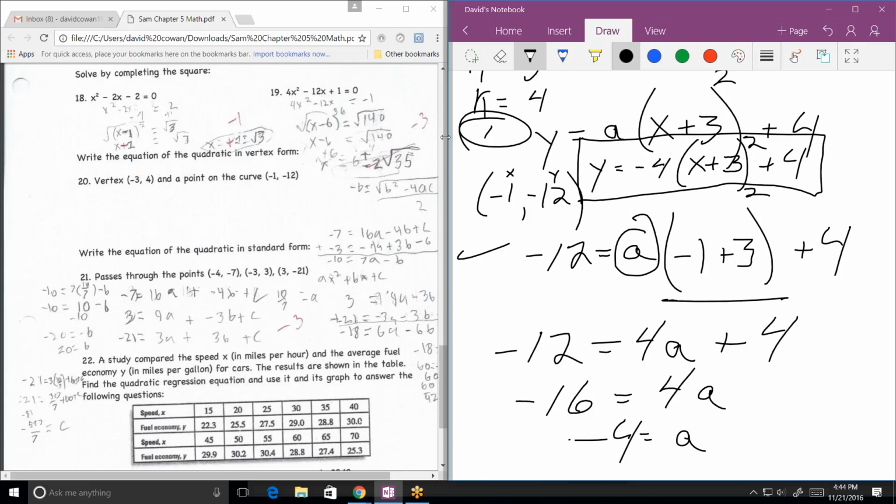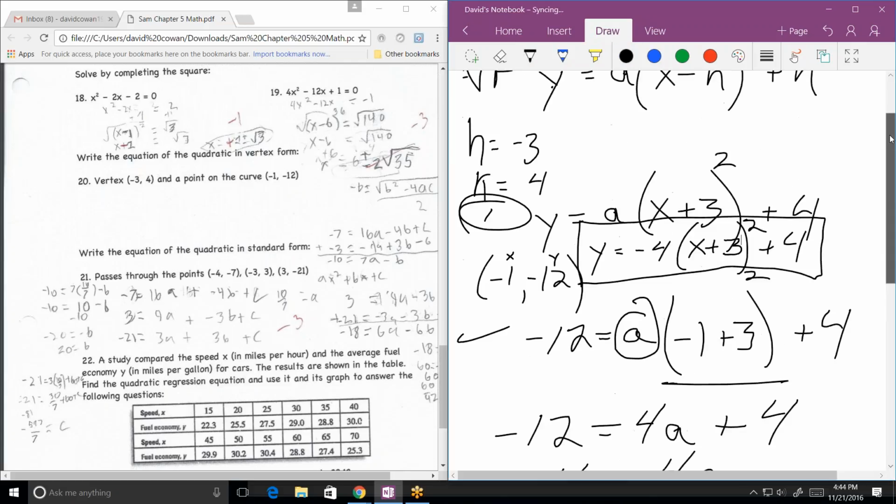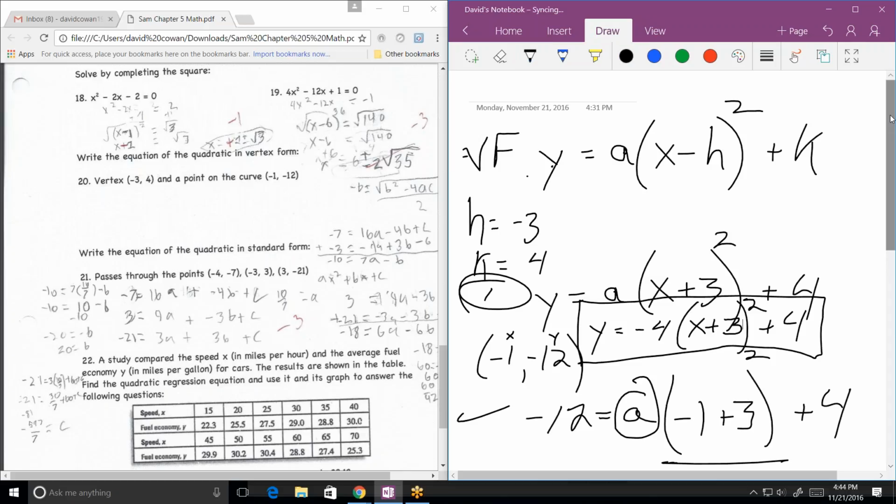The key on this problem is this step 1. Well, not even step 1. The key on most problems is always start here and then fill in everything that you know.